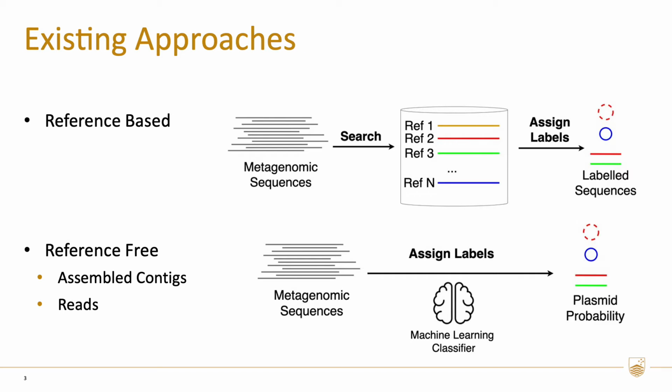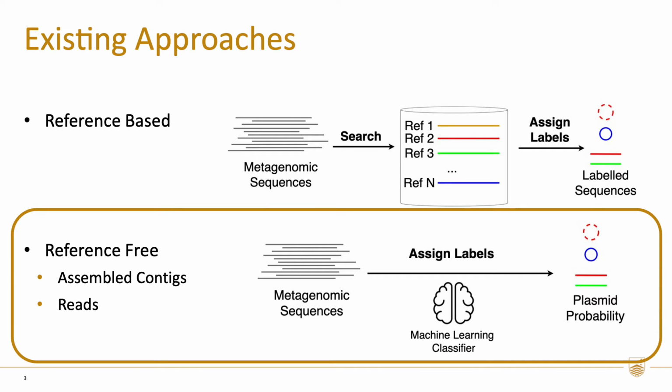There are two main approaches we can use for plasmid recovery. First approach is to use a reference database. In this approach, we search sequences against the reference database using a tool like BLAST. This approach is computationally expensive and requires a complete database of all the possible species.